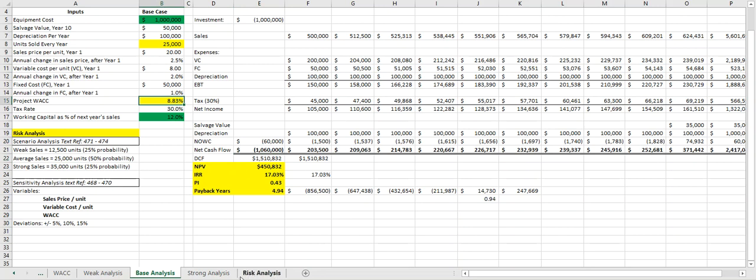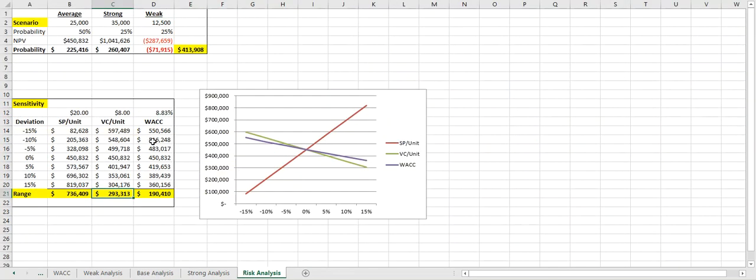So I change that by lowering the WACC by 15%. Naturally I'm going to make more money, 10 and 5. I increase the interest rate by 5, 10, 15. Again, I make less money. But here the variance is only 190 from minus 15 to 15. And note the curve here.